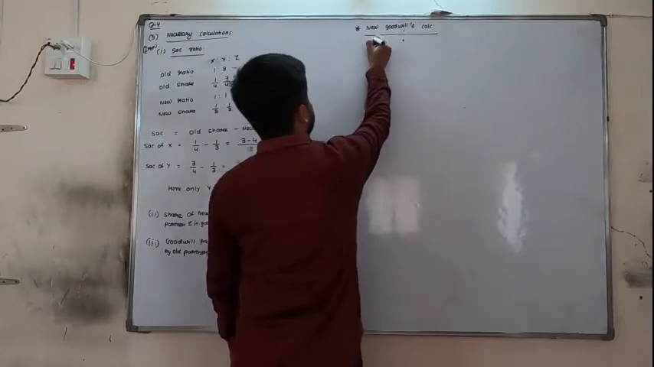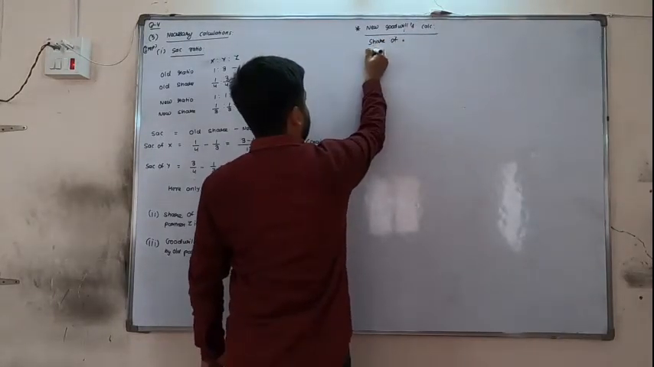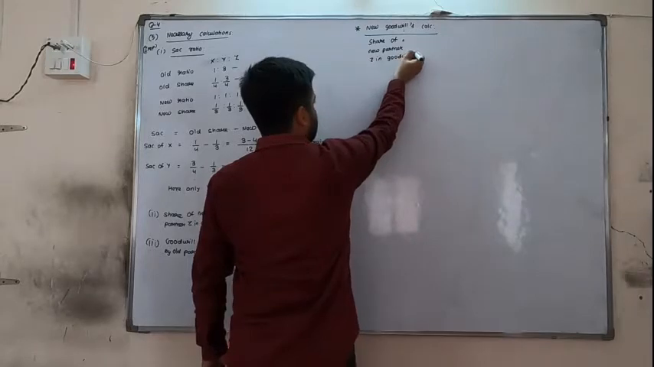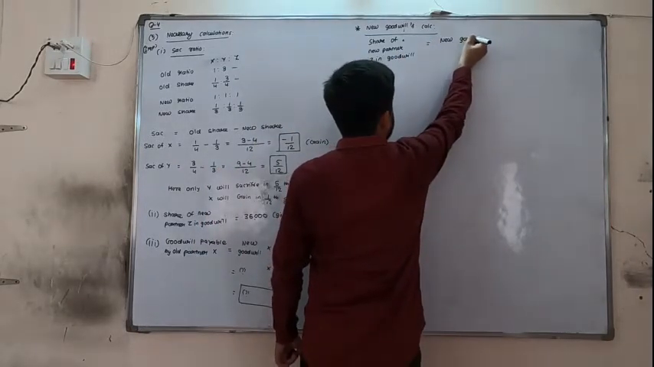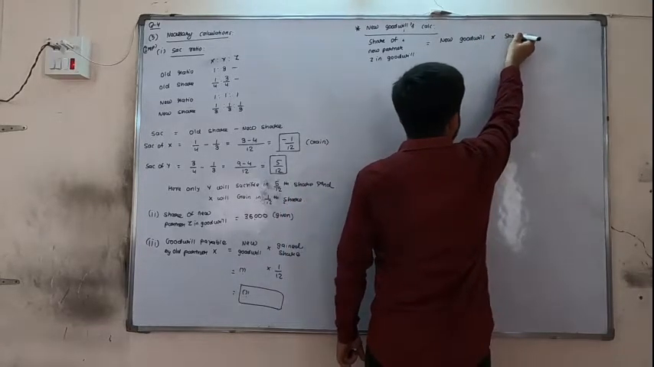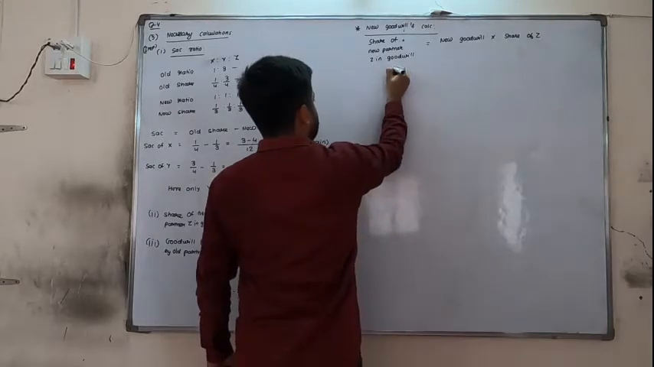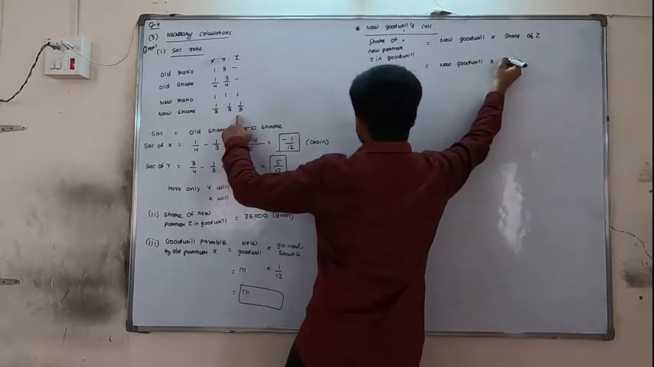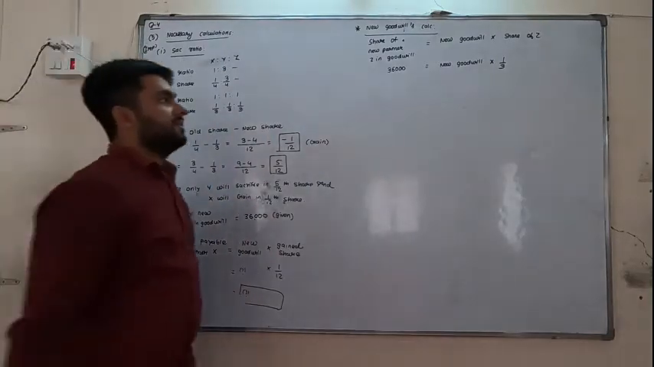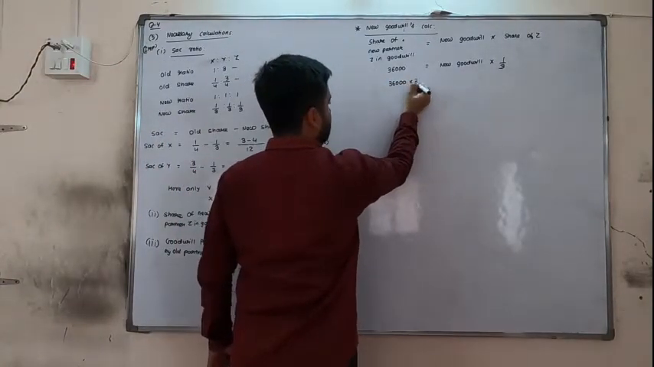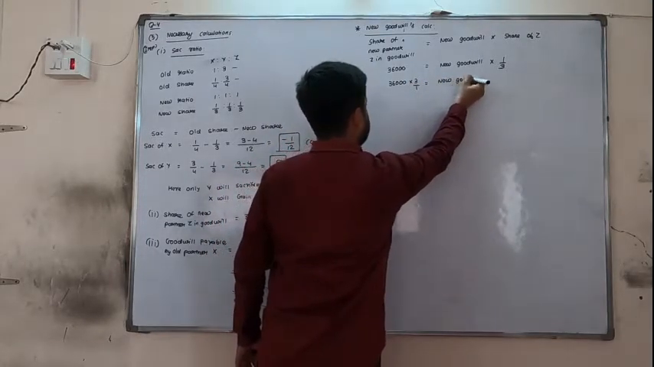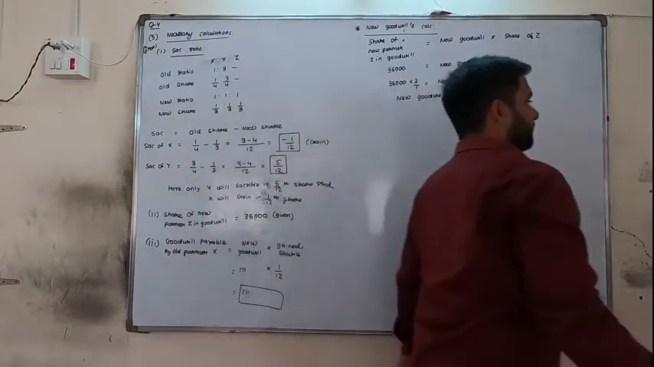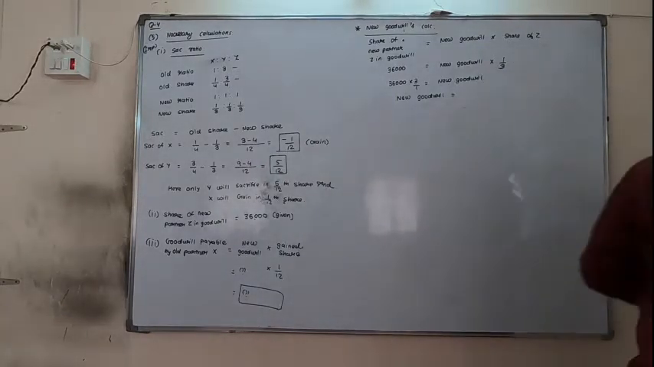So we can find it in such a way. Share of new partner Z in goodwill is new goodwill into share of Z. Share is given as 36,000. New goodwill we don't know. And share of Z is how much? 1/3. We can obtain it from here. Now 36,000 into 3/1 is equal to new goodwill. So new goodwill will be 36,000 into 3, which is 1,08,000.